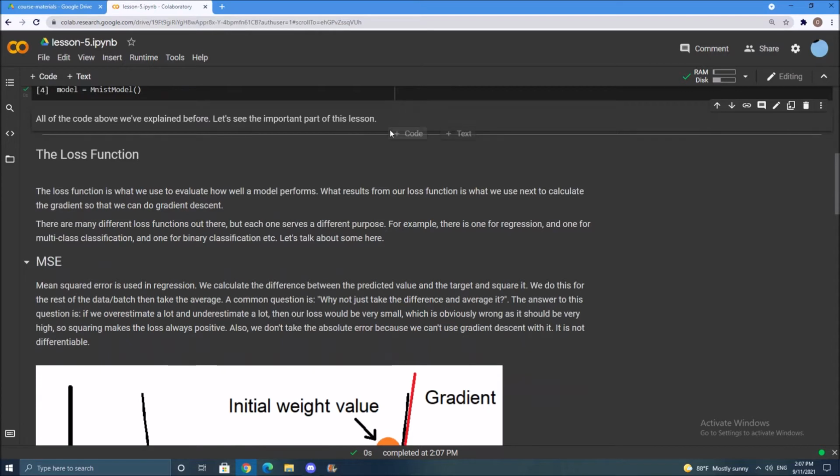If the gradient is positive, we decrease the weight's value, and if the gradient is negative, we increase the value of the weight. There are many different types of loss functions out there, but each one serves a different purpose. For example, there are ones for regression, there are ones for multi-class classification, etc.